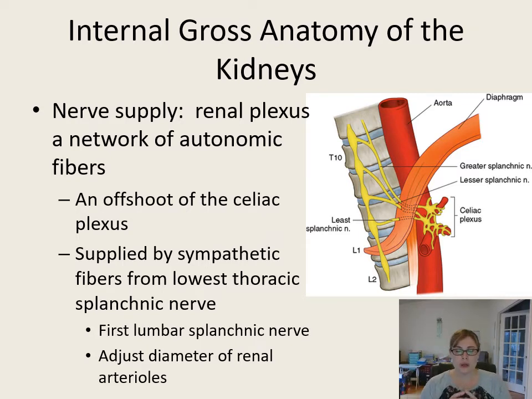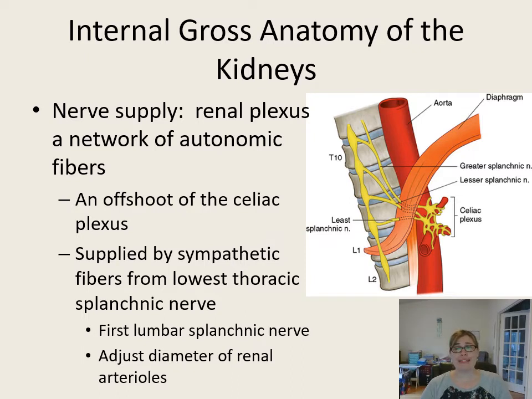There are also other plexi or plexuses that go to different organs. And so the renal plexus is going to go to the kidney. So renal and nephro both mean kidney. And so the renal plexus is a network of autonomic fibers. Autonomic fibers involve the structures and functions that we don't have conscious control over.